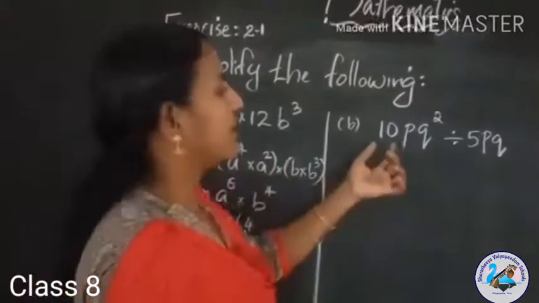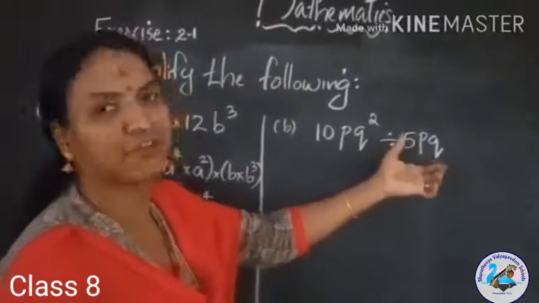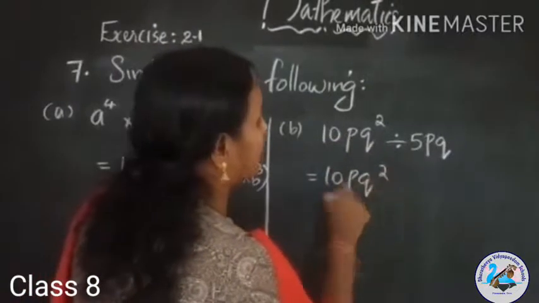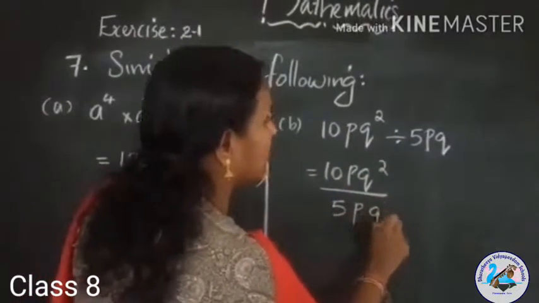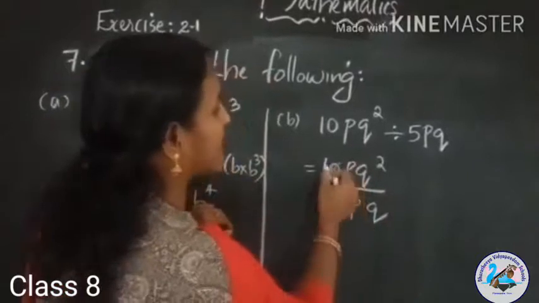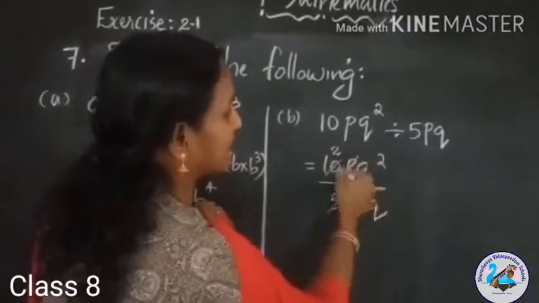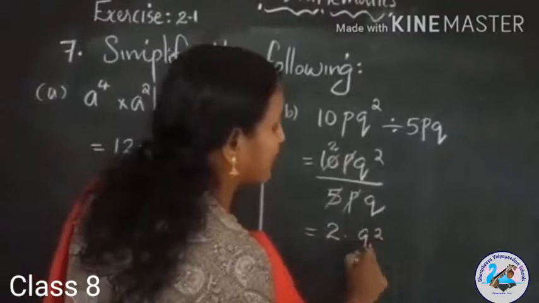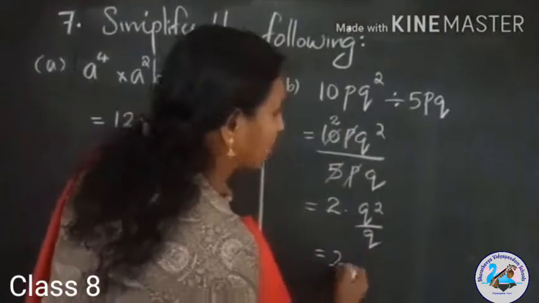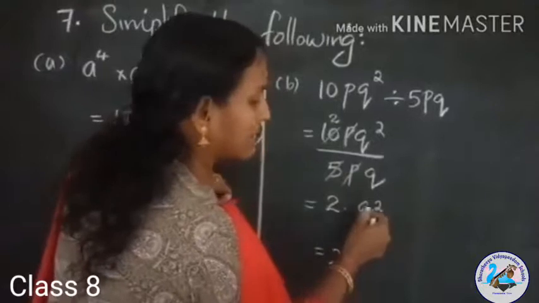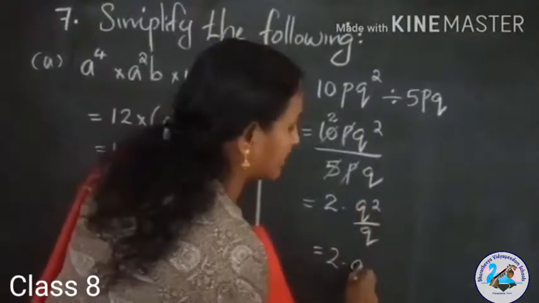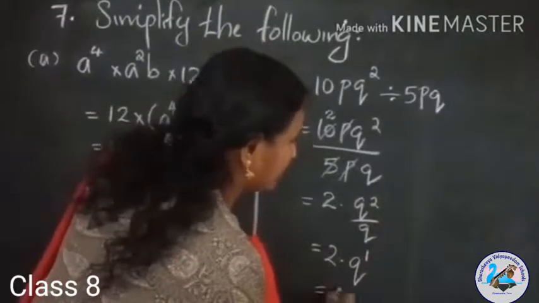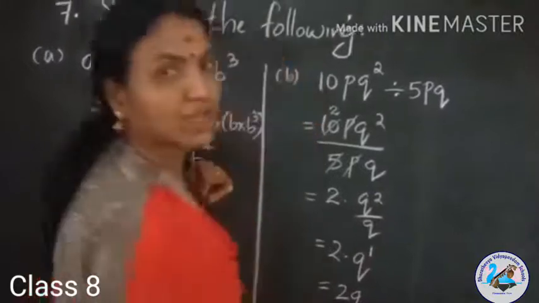The next question, 10 pq square divided by 5pq. This is division, so numerator by denominator form. 10 pq square divided by 5pq. 5 and 10 we can cancel, 2 times. p and p cancel. So it is 2 q square divided by q, which is 2 into q raised to 2 divided by q power 1. a power m divided by a power n is a power m minus n. So 2 minus 1 is 1. The answer is 2q.